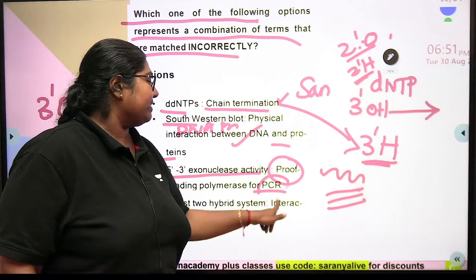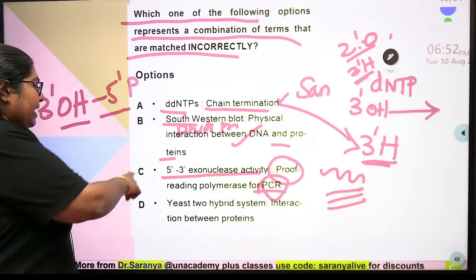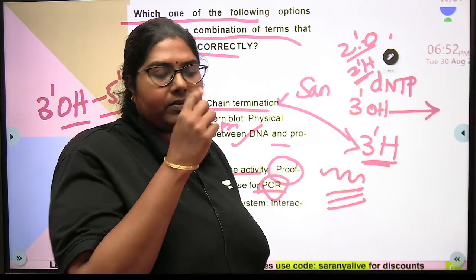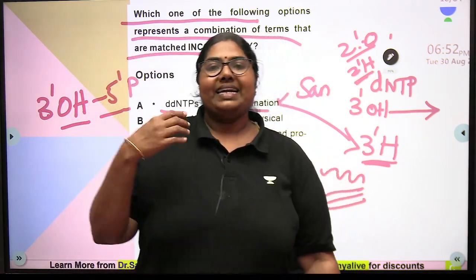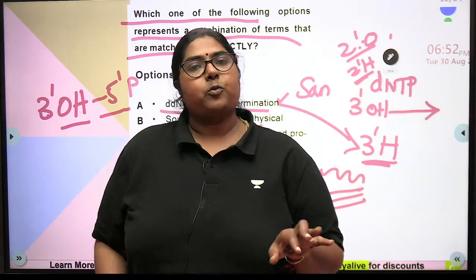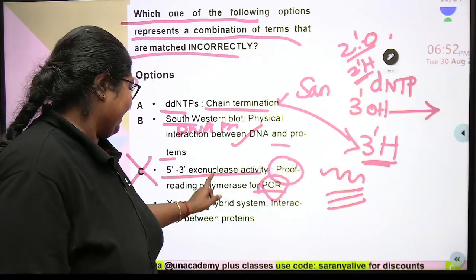But PCR is a very quick process, so PCR never does proofreading. That is why, even though there is some mistake, it is accepted. It is highly processive, but proofreading is not there in your PCR.